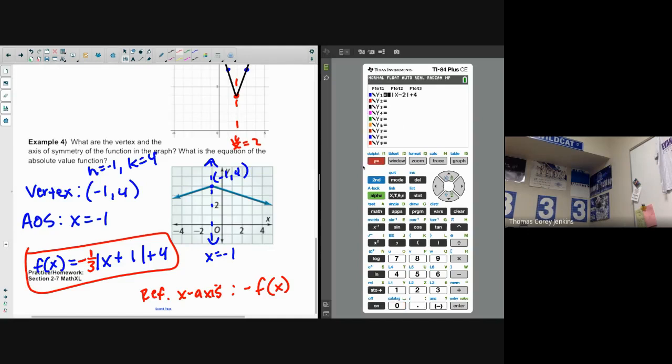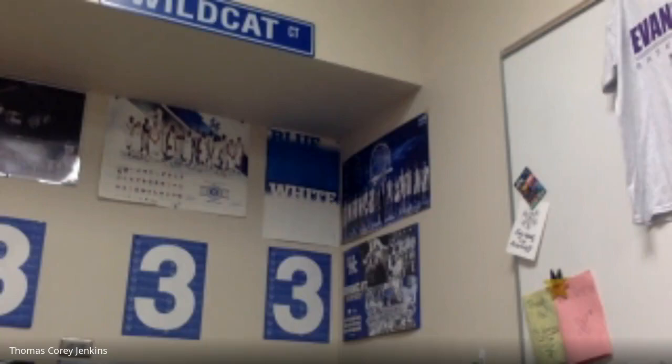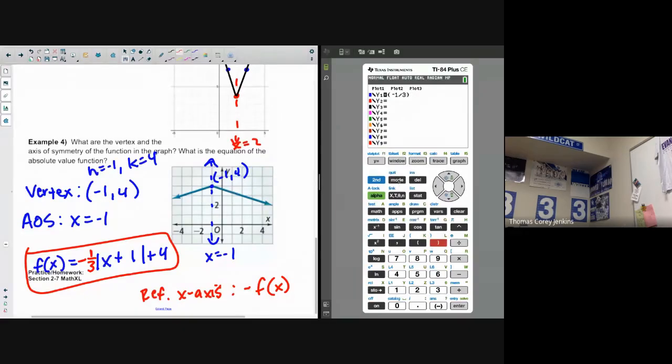And now I'm going to type in what I just put there, right? So I'm just going to delete everything I have, so clear it, and go negative 1/3. So I'm going to put that in parentheses, negative 1/3, close parentheses. That's my a, and then times the absolute value. There's absolute value of x plus 1, arrow out, and then plus 4, and then hopefully that looks correct.